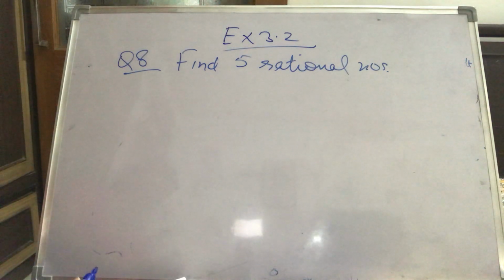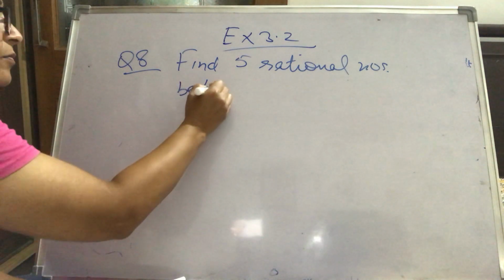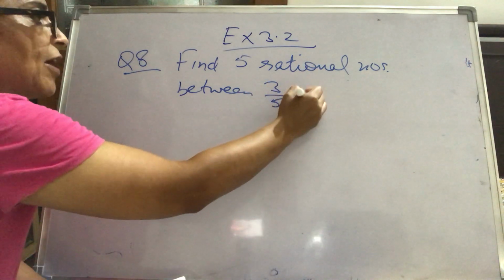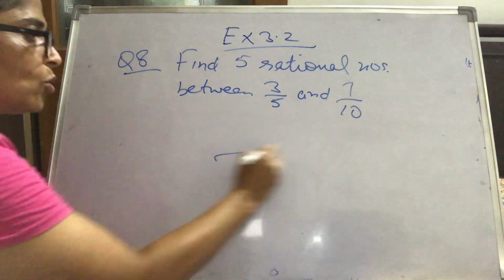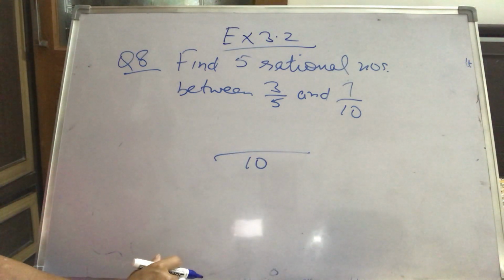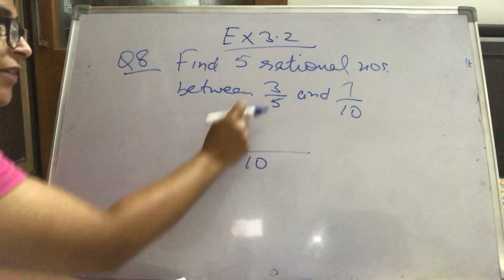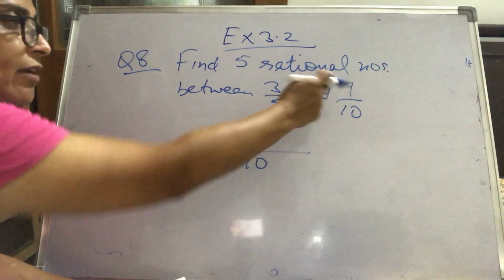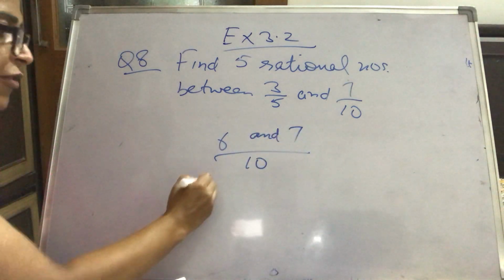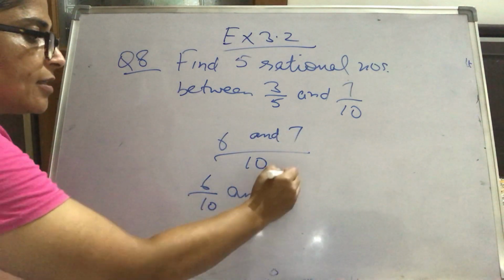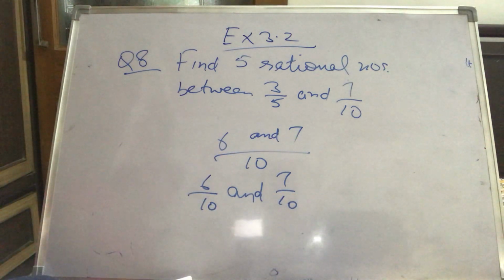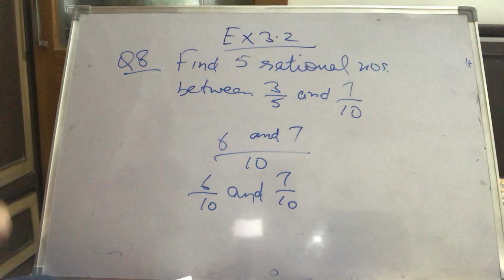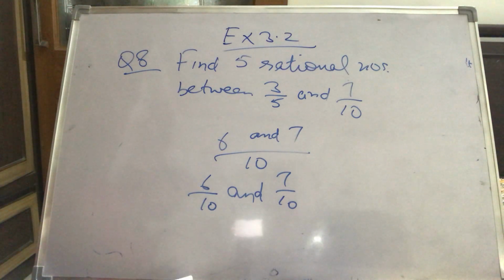Now, suppose we are doing: find 5 rational numbers between 3 upon 5 and 7 upon 10. The first step is making the denominator same, taking the help of LCM. 10 divided by 5 is 2, 2 threes are 6. 10 divided by 10 is 1, 1 seven is 7. We have got 6 upon 10 and 7 upon 10. Now, between 6 by 10 and 7 by 10, we don't have any rational number that we can write with the denominator 10. But I said it earlier also that between two rational numbers, there are unlimited, infinite rational numbers.